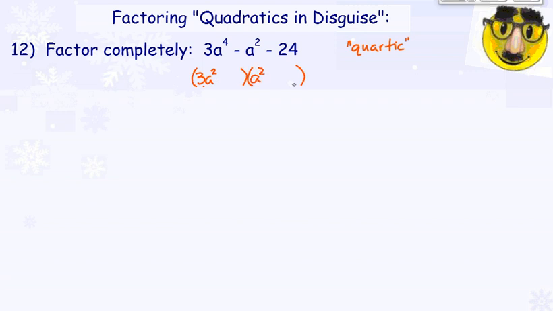And what times what gives me 24? And here you might have to fiddle around with it a little bit. So is it 6 and 4? Is it 8 and 3? Does it even work? So let's see, I think I'm going to try putting an 8 here and a 3 here, a negative here and a positive there, and look at the insides and the outsides, and that does work.